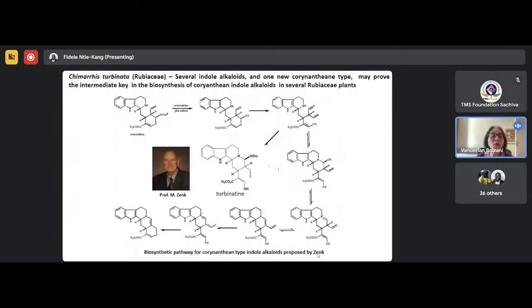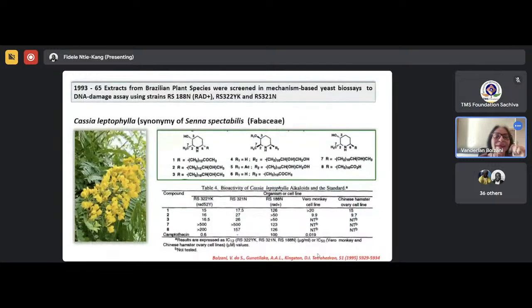So, Professor Zenk in Germany at that time was fascinated because he tried to study the biosynthetic pathway of these compounds. He tried to demonstrate that his concept about the Corynanthe biosynthetic pathways in some kind of angiosperm plant species was proven by nature with the study of this species from the Amazonia. The next one.